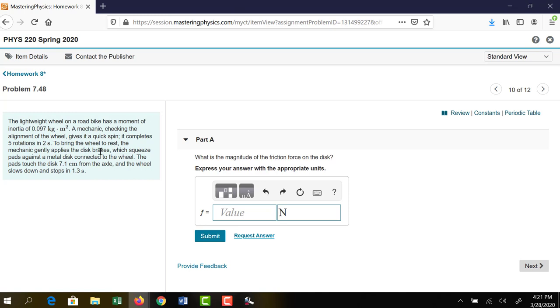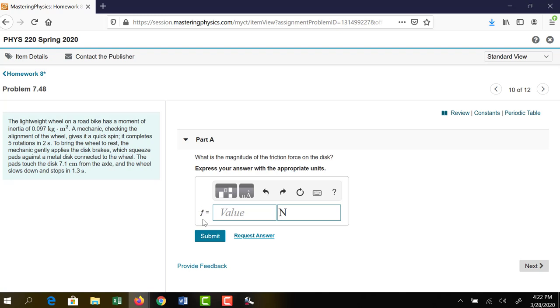To bring the wheel to rest, the mechanic gently applies the disc brakes, which squeeze pads against the metal disc connected to the wheel. The pads touch the disc 7.1 centimeters from the axis. And really it's friction that's going to be slowing this down. The wheel slows down in 1.3 seconds. What is the magnitude of the frictional force? So be careful, they're asking for the frictional force, not the frequency. It can be really confusing. It's the same lowercase f here, but this is the frictional force.